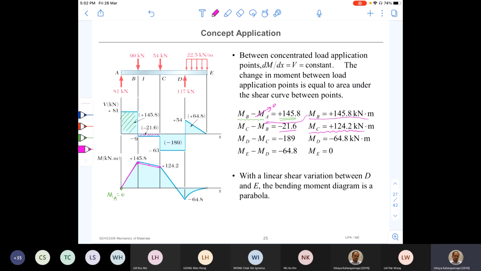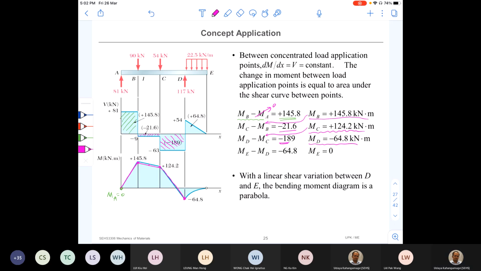Between C and D, MD minus MC should be equal to this area, 189, negative again. Okay. And then after substituting the MC value from here into this equation, we can find out MD is negative 64.8. Again, the variation should be linear like this.